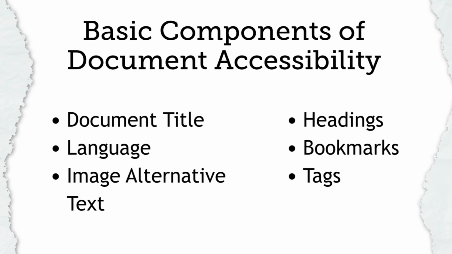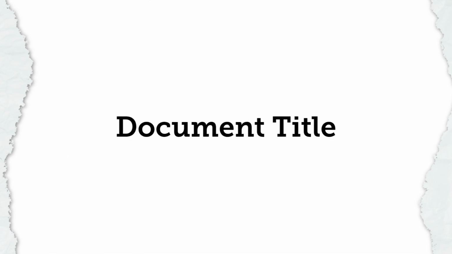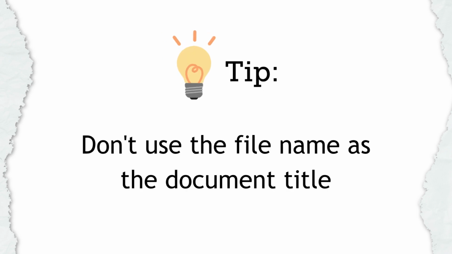Now let's dive into these 6 components: document title, language, image alternative text, headings, bookmarks, and tags. First, a document must have a clear title. A document title is different from the file name, and it is the first thing a screen reader announces to help users understand the purpose of the document.